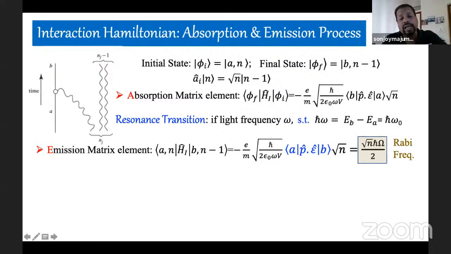that you can write in terms of the position also. Here it is written in terms of momentum, which is known as the velocity gauge, and you can also write it in the length gauge, in terms of position. Anyhow, what you got is this quantity, which says how this transition from B to A is actually possible, or what is the strength of this transition.